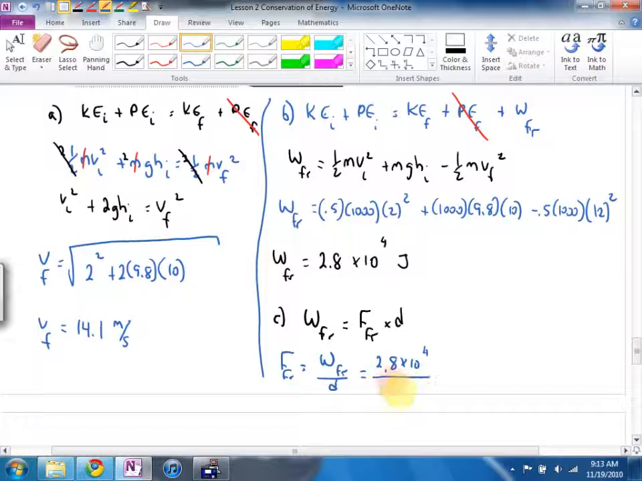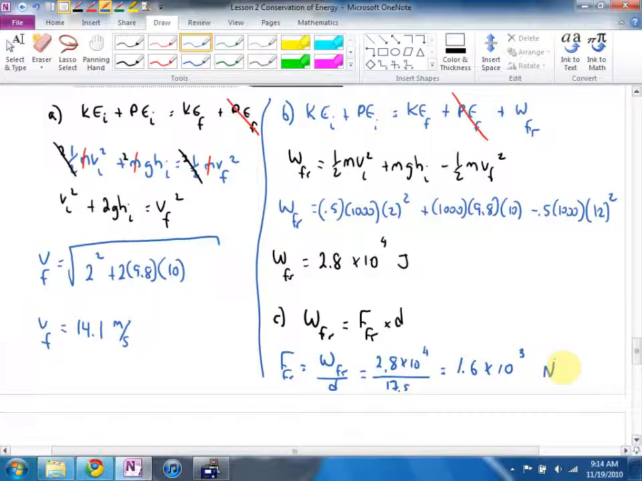So what was the average force of friction? And hopefully you kept that on your calculator, divide by 17.5. Sorry? 1.6 times 10 to the third? Force, units? Newtons, right? Force, not joules. Okay.